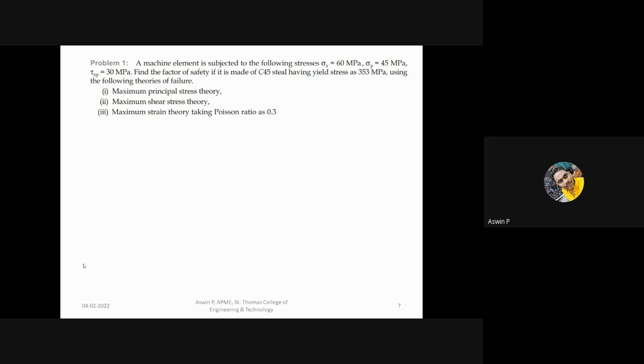So we will discuss the previous problem. We have already found the answers of this one, and for that we are considering the same problem by using the maximum strain energy theory. Don't look at this part. The only question is strain energy.